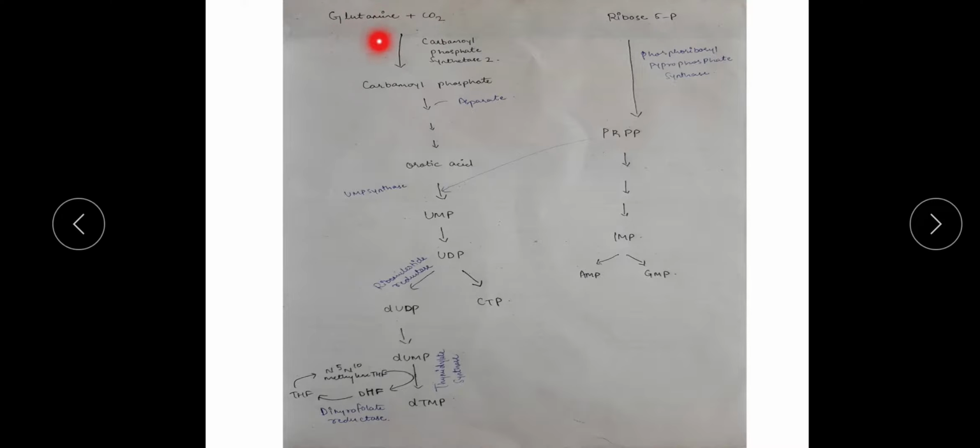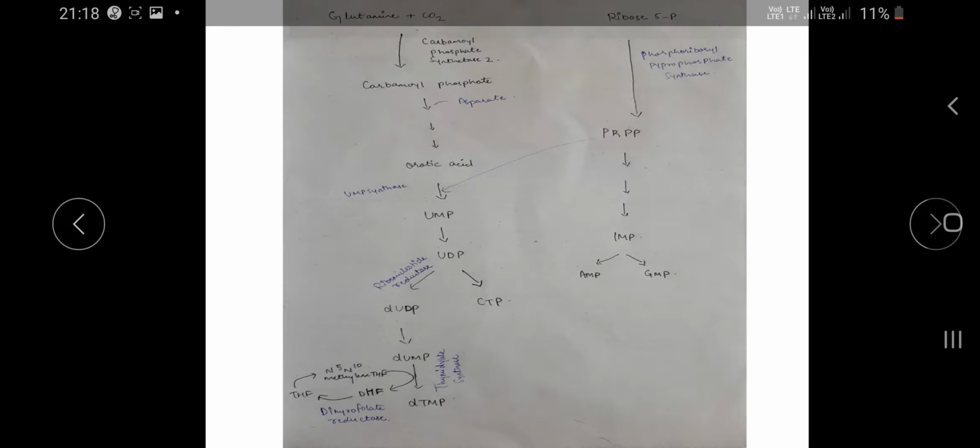First, the basic requirement is glutamine. Glutamine, in combination with carbon dioxide, forms carbamyl phosphate, and orotic acid is formed. Orotic acid forms UMP, then UDP. Remember, this UDP forms deoxy UDP, deoxy UMP and deoxy TMP, and UDP also gets converted to CTP.